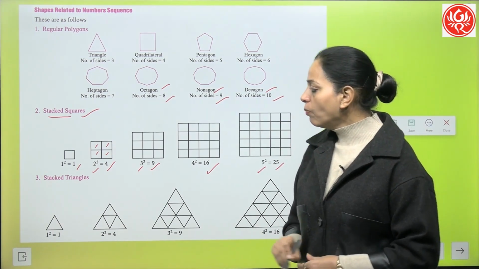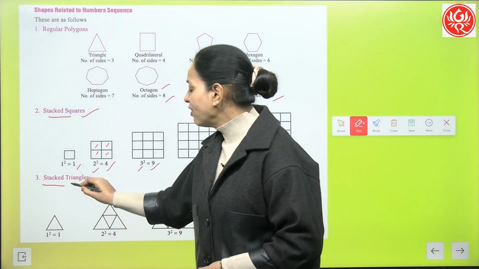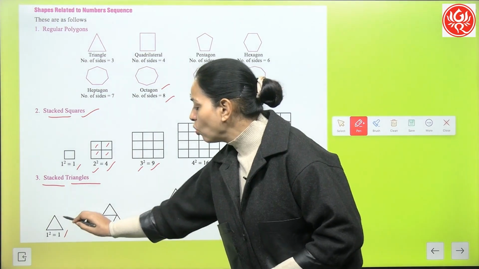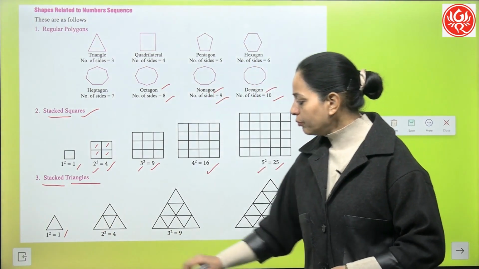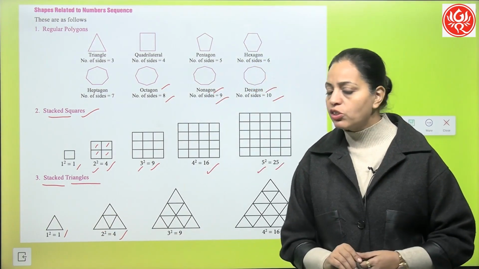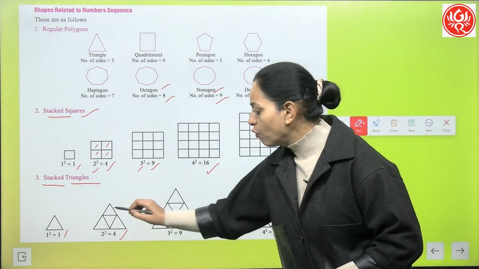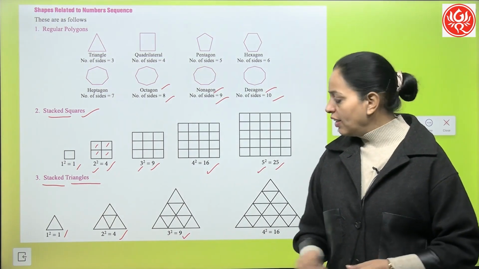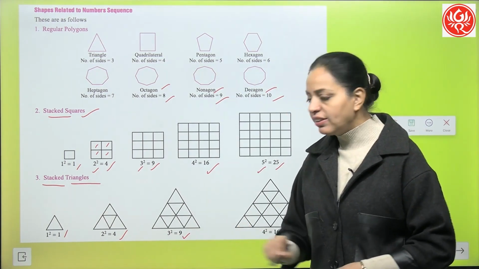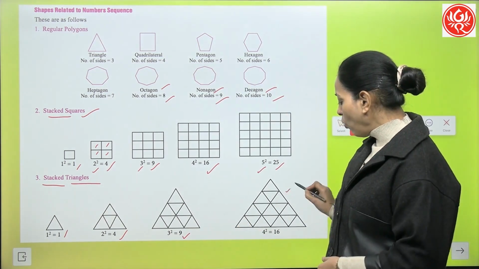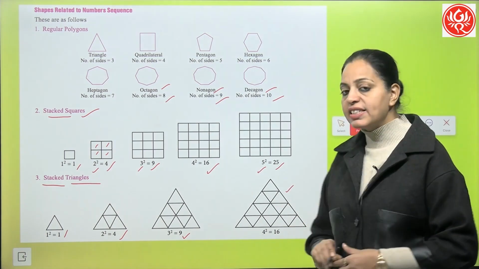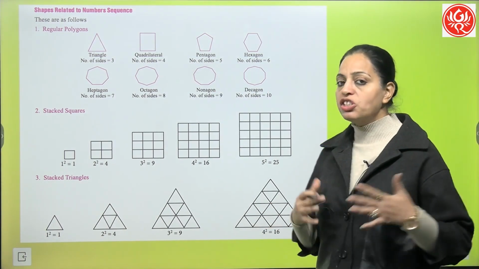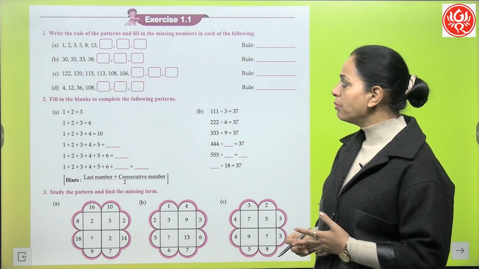Okay. Now the third one, stacked triangles. See here, 1 squared is 1, so 1 triangle. Okay. Now 2 squared equals 4. So we are taking 4 triangles. Then 3 squared is 9. We are taking 9 triangles. Here 4 squared is 16 triangles. So you can see how the shapes are related to the number.